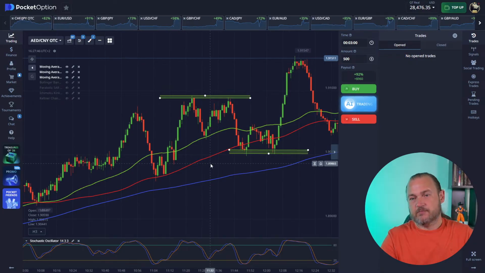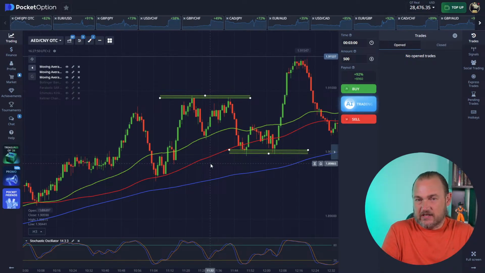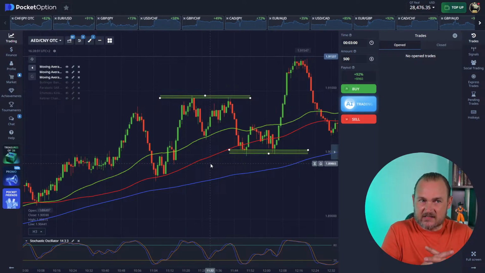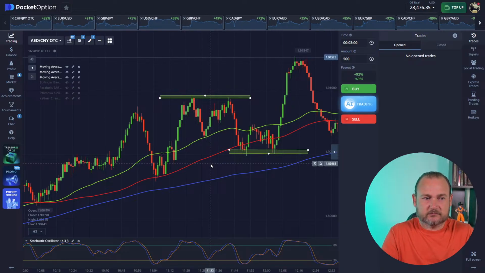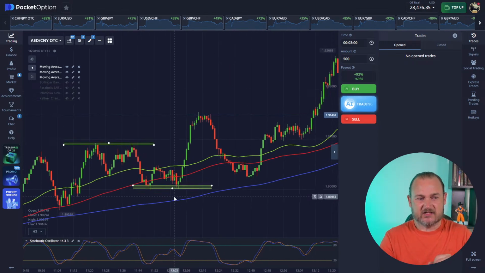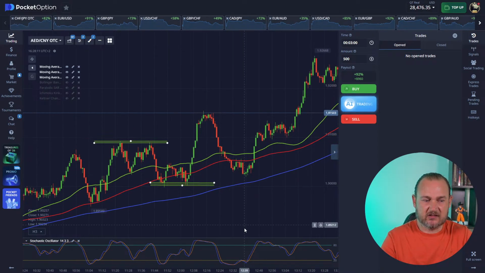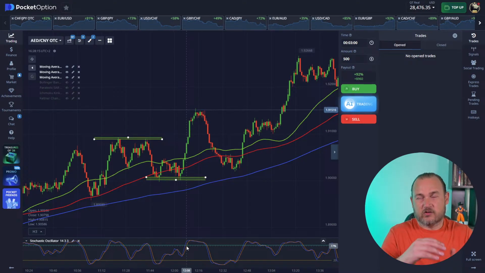Okay. The big takeaway from this is, like I said, a lot of people make the mistake of thinking that when the stochastic enters overbought, it's time to sell. And when the stochastic enters oversold, it's time to buy. This is the worst thing you can really do with the stochastic. The stochastic was built as a continuation. It was designed as a continuation indicator. So it was designed for quite the opposite.